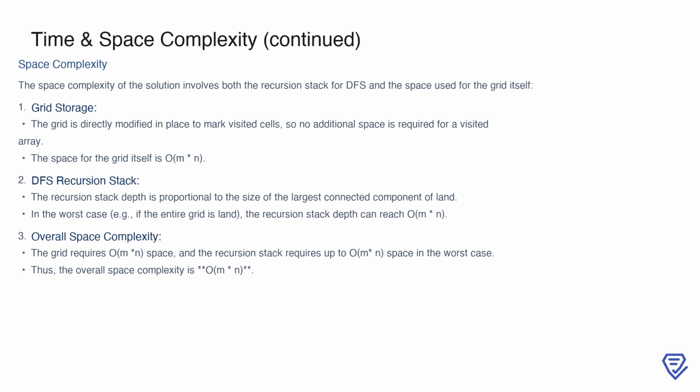Next, the recursion stack comes into play during DFS calls. The depth of the recursion stack is proportional to the size of the largest connected component of land. In the worst-case scenario, where the entire grid is land, the recursion stack depth can grow to m*n. As a result, the overall space complexity is determined by the grid and the recursion stack, both of which can require m*n space in the worst case.